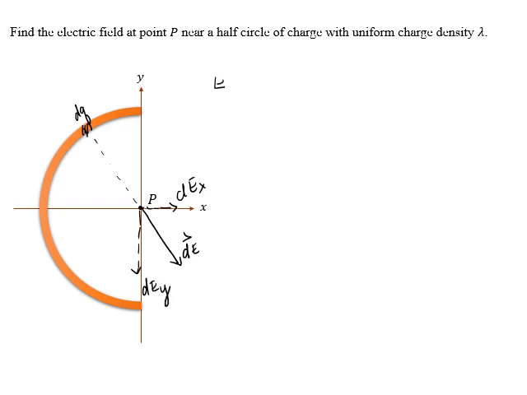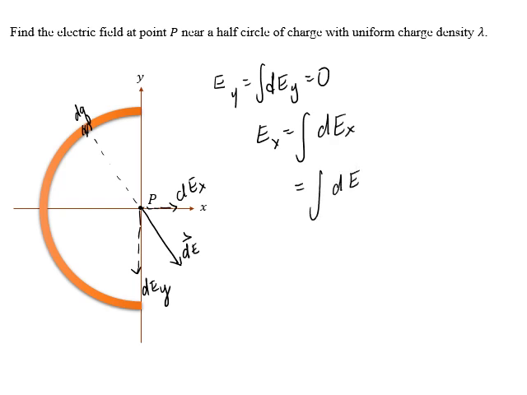Think about the symmetry. See that Ey, the integral of dEy, equals 0. Your Ex is going to be the integral of dEx. And dEx you have to find with your trig. I'll call this angle theta, which makes this angle theta, so dEx is dE times sine theta. Okay, dE equals k times dq over r squared.